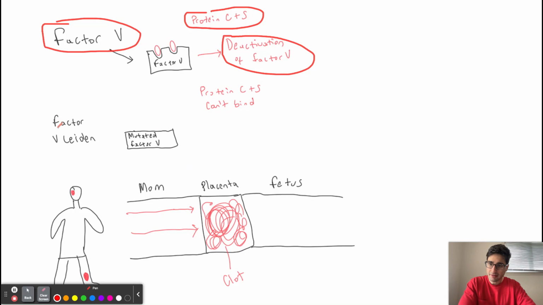Now, patients with factor V Leiden also present with recurrent miscarriages. And the way you can think about this is, so here's the mom and here's the fetus, and normally the mom is going to send oxygenated blood to the fetus through the placenta. Now, if we have a hypercoagulable state, we can have formation of clots within the vessels of the placenta. And so now we're not able to send oxygenated blood to the fetus, resulting in death of the fetus. And so this is why patients with factor V Leiden have recurrent miscarriages.